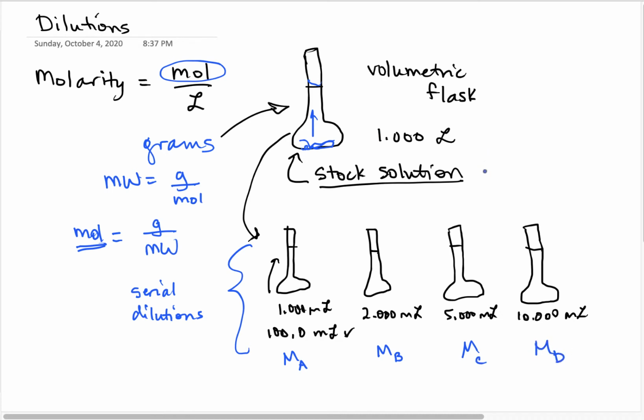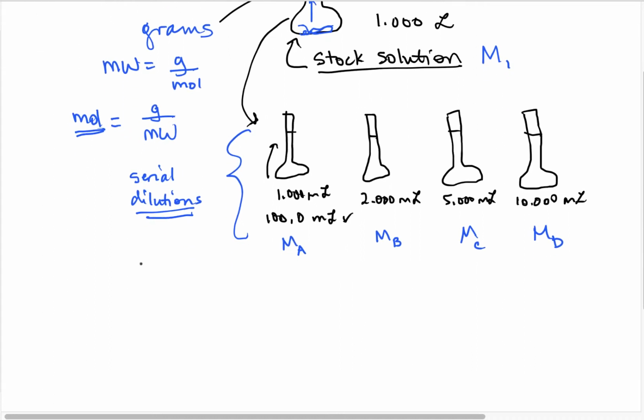And this original stock solution has its own stock concentration, which I'm just going to call M sub 1, just for convenience sake. Okay? So this isn't just an arbitrary example here where we take a stock solution and then we create a bunch of solutions from it that are more dilute than our original solution. This is actually a scenario that I do in the Chem 331 class, which is called quantitative analysis.